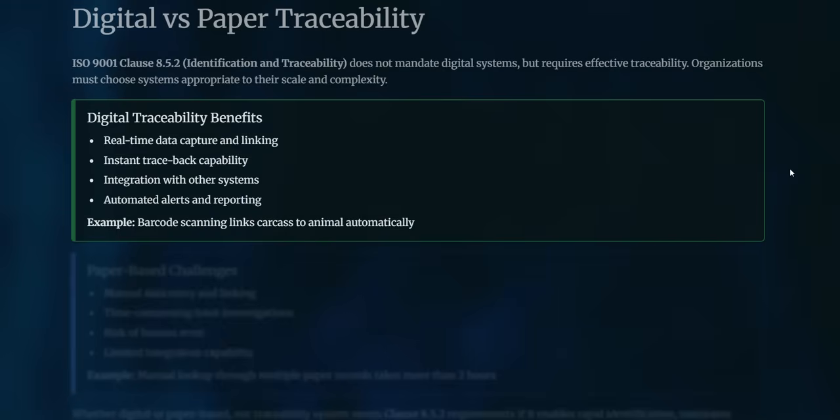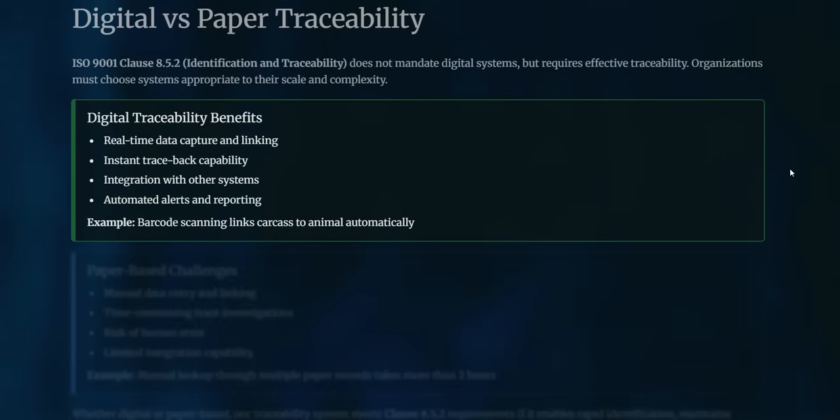Now, let us start with digital traceability benefits. The benefits of using digital traceability include the following. First, real-time data capture and linking. Second, instant traceback capability. Third, integration with other systems. Fourth, automated alerts and reporting. An example of digital traceability benefits here is barcode scanning, which links carcass to animal automatically, right?